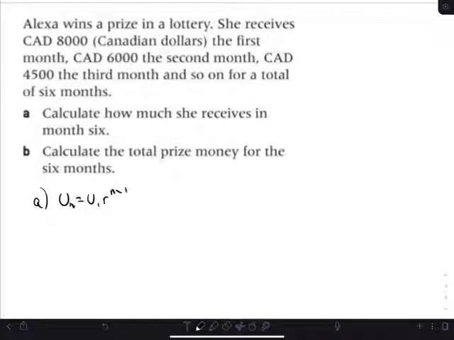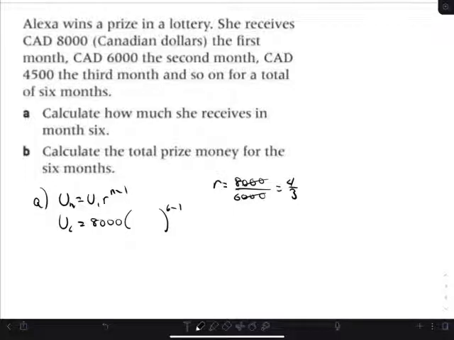So I'll use this formula. And I know that it's month 6 that I'm looking for. So that's the first month, 8,000, times r, which is, I don't know. So let's pause for a moment. I need that number. And this will be 6 minus 1. So how about r? Didn't ask for it, but it doesn't give it to me. So how do I get r? Well, I can divide two consecutive terms. What's that equal to? 8 divided by 6. It's 4 divided by 3. That's 1.33. But I'll leave it as a fraction. There you go. Now we're back in business.